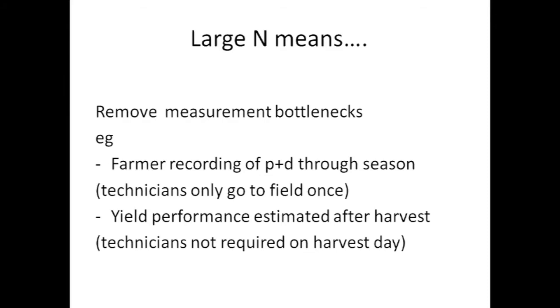So if you've got just a few farmers, the technicians can go and visit them every 2 weeks to record the pests. But if you've got 1,000 farmers, the technicians are not going to visit them every 2 weeks. At most, they could do it once in the season. So if you had farmers recording the data, then you remove that bottleneck of technicians having to go frequently. A more common bottleneck is the requirement for technicians to be in the field at harvest time to measure, for example, yield.